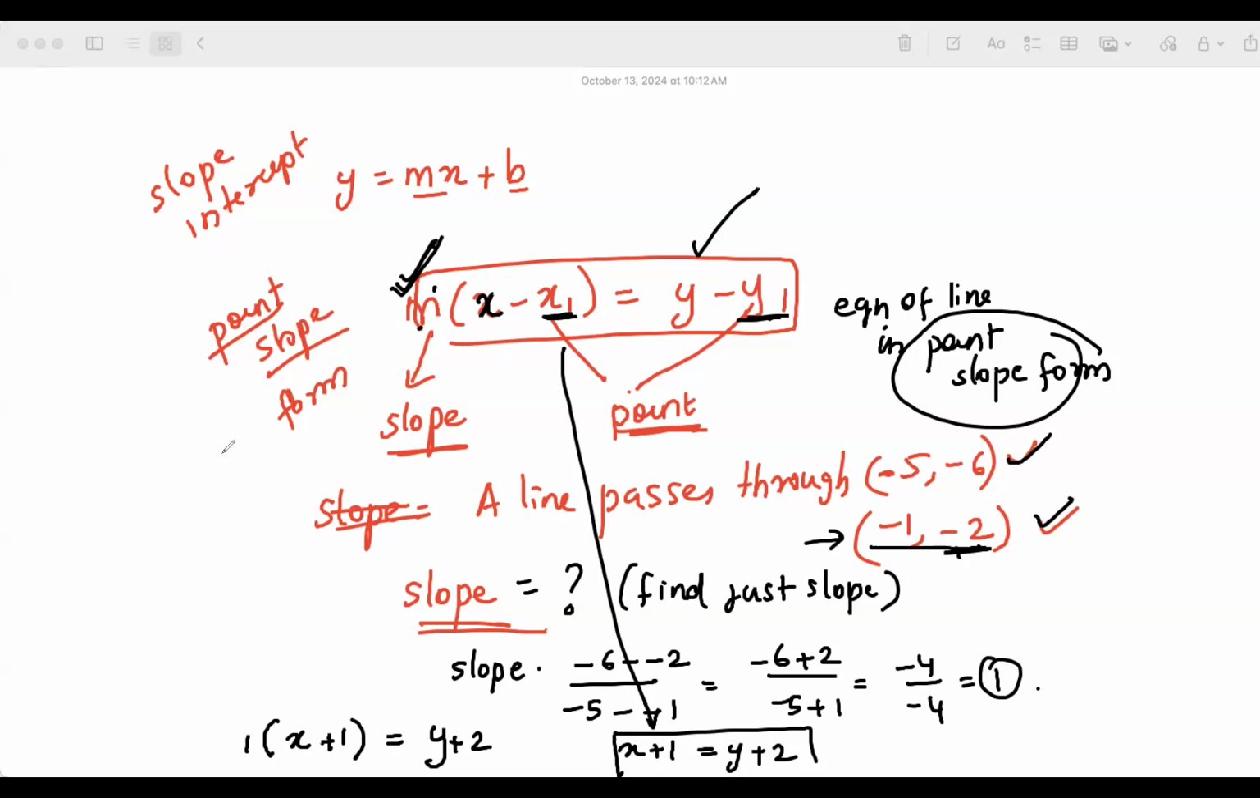Rishit, your answer is as well correct. Rishit's answer was x plus 5 equal to y plus 6. That is also correct because he chose this point. Did you guys get it? Is it head spinning or easy?